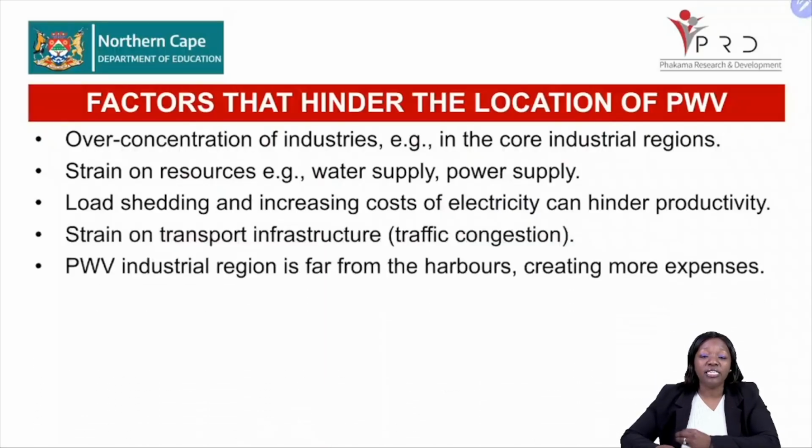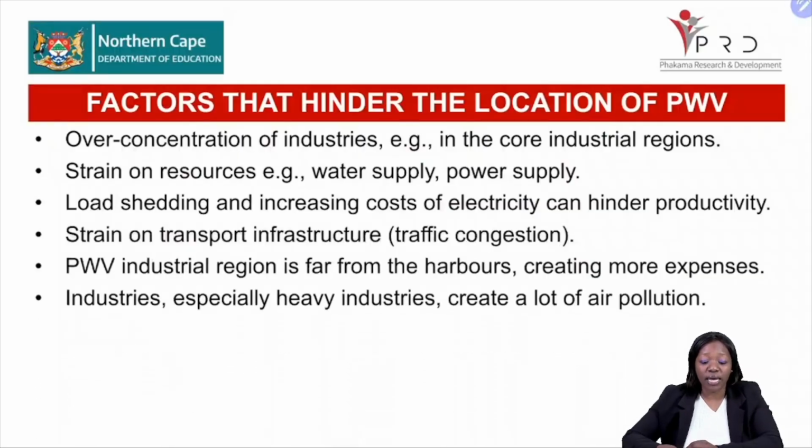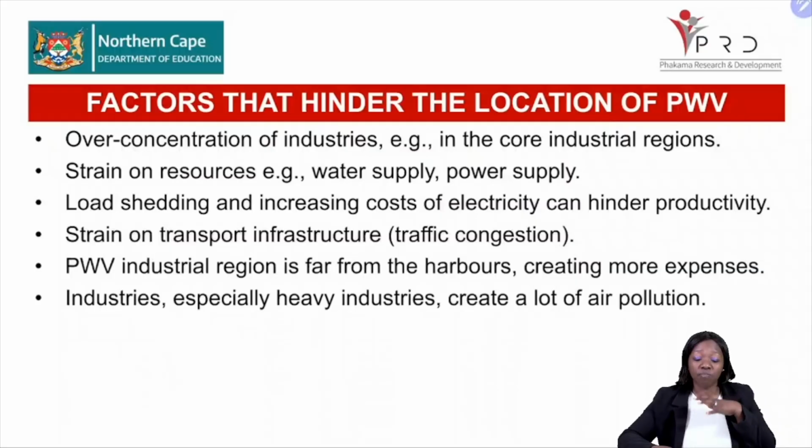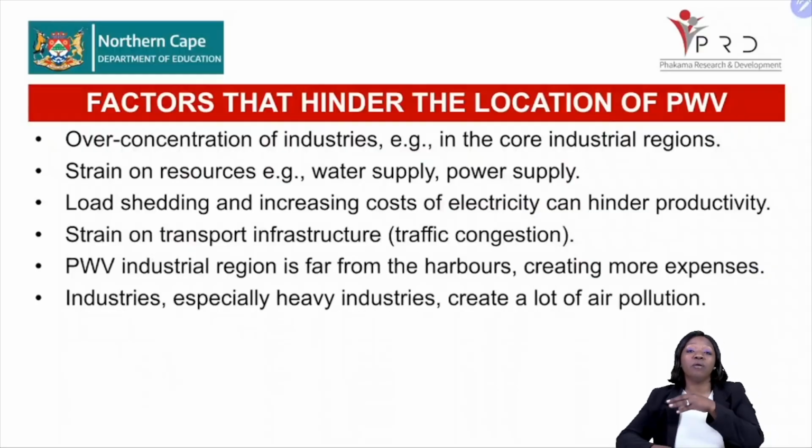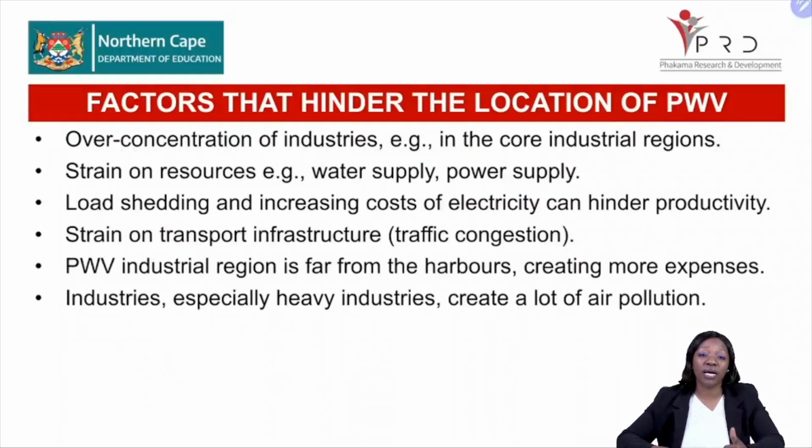Then we're looking at the PWV industrial region. It is far from the harbors again. If it's far, it is creating more expenses. Then we're looking at the industries, especially the heavy industries that create a lot of pollution. I've already touched on this point. As much as we need the industry so that we can generate income, so that people can be employed, with a lot of those industries also comes pollution. Pollution also becomes a problem because it's risking the health of the people.